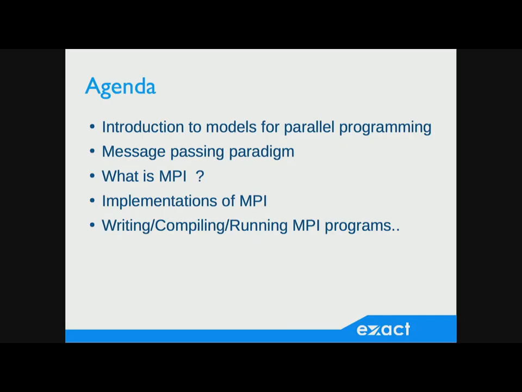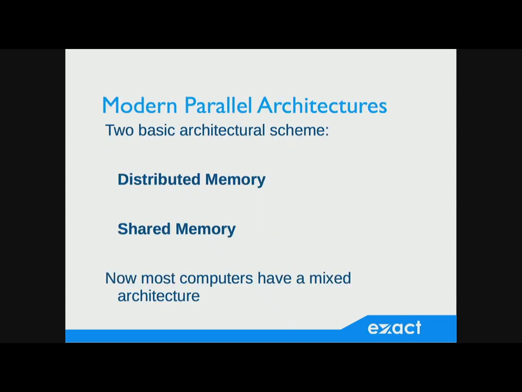Okay, so this is the agenda. An introduction to models for parallel programming. We will focus a little bit on both shared memory and message passing, and then we move on to the message passing paradigm. To write message passing parallel programs, we use MPI, which stands for message passing interface, and so we will introduce it. We will discuss the most common MPI implementations that you have here, and then we start writing, compiling, running, and understanding how to run an MPI program.